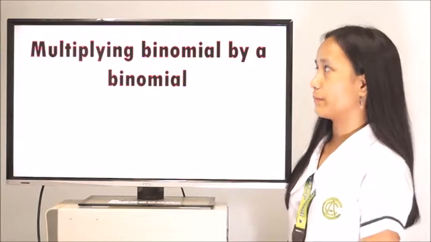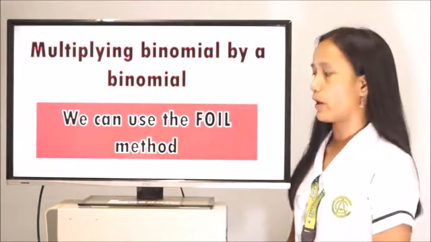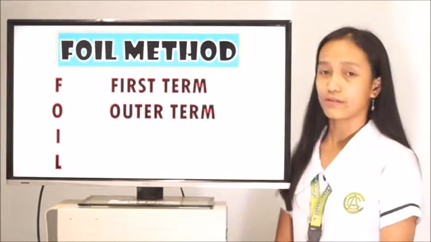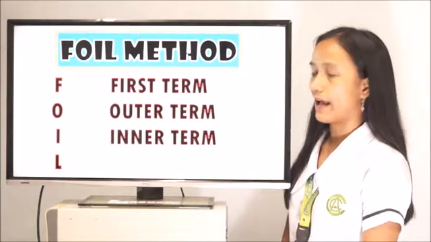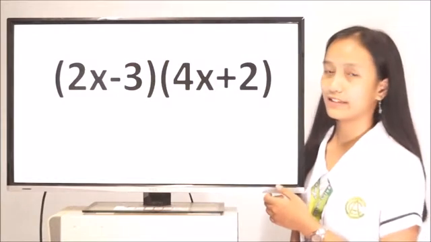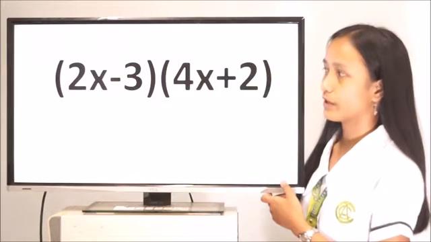We can also multiply a binomial by a binomial, and it is applicable to use the FOIL method. What is the FOIL method? F stands for first term, O stands for outer term, I stands for inner term, and L stands for last term. Let's have this example. The quantity 2x minus 3 times the quantity 4x plus 2.